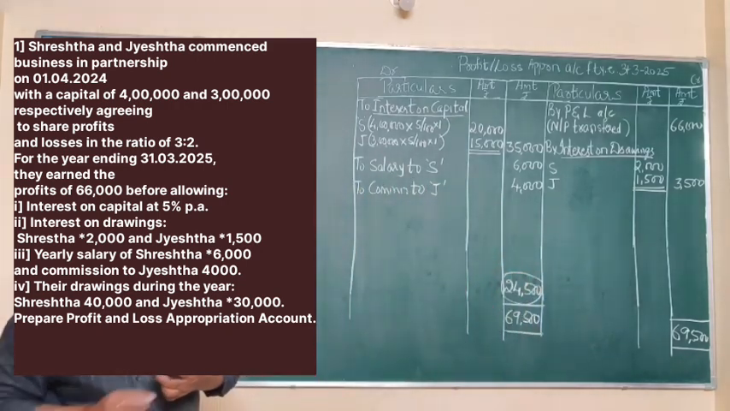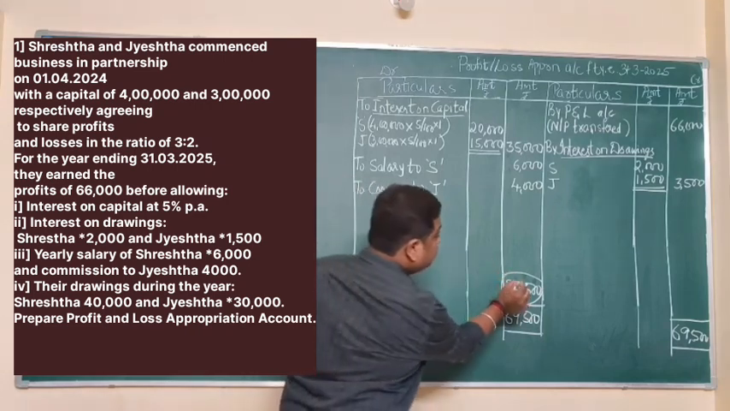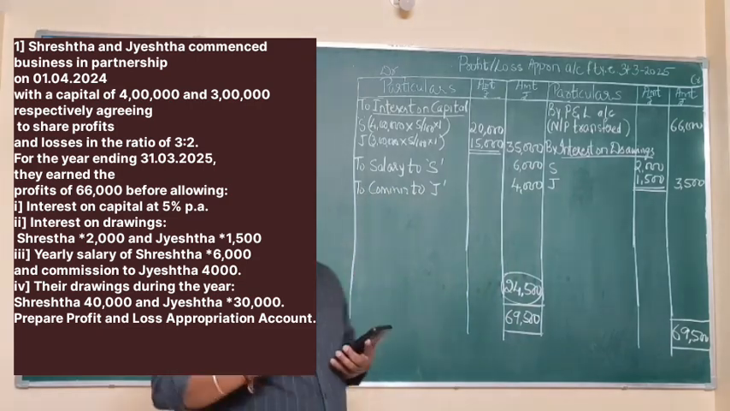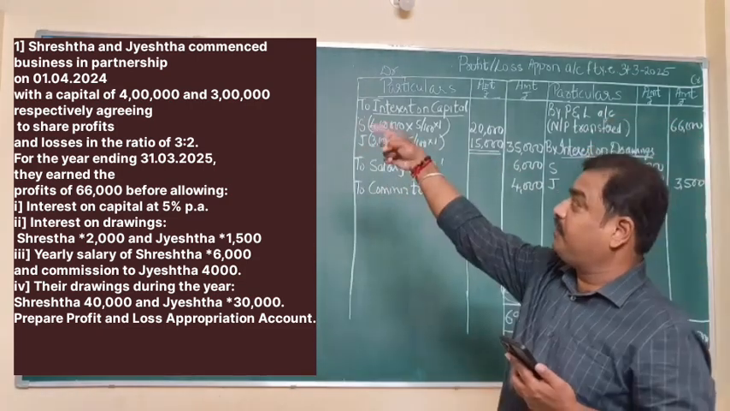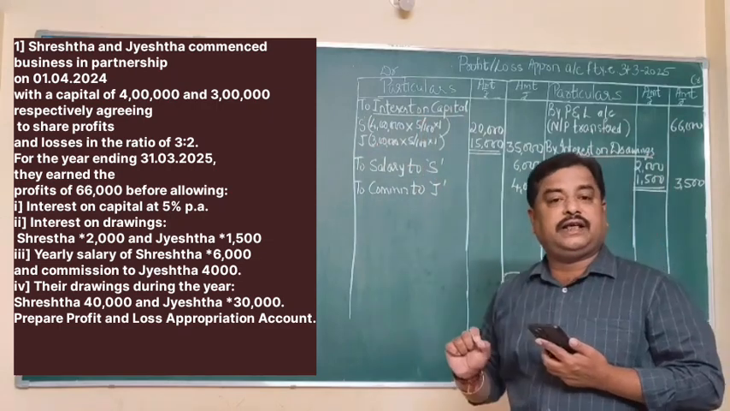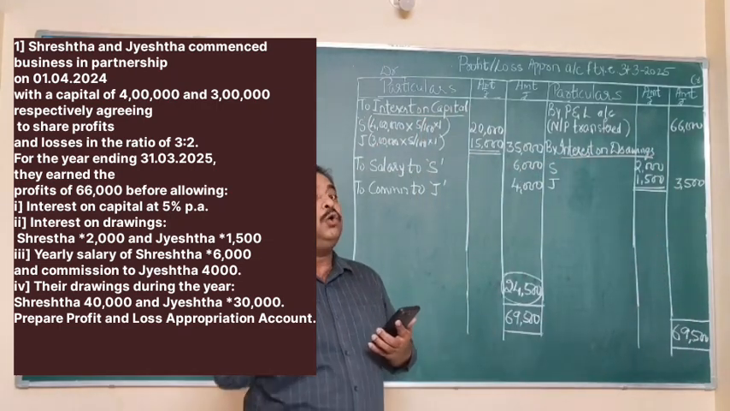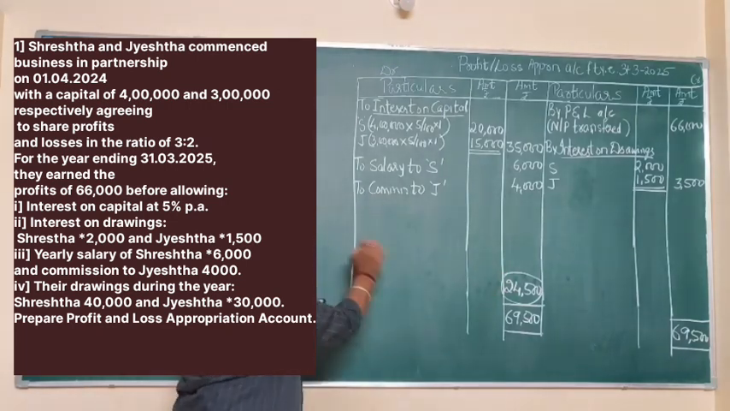What is this? This is your profit. Okay? Now to whom does this profit belong, students? This profit should be shared among the partners. Who are the partners? Shreshtha and Jyeshtha. What is their profit sharing ratio? If you observe here, the profit sharing ratio is 3:2. 3:2 means 3/5 and 2/5. This we have to show here. I told you to leave 4 lines.